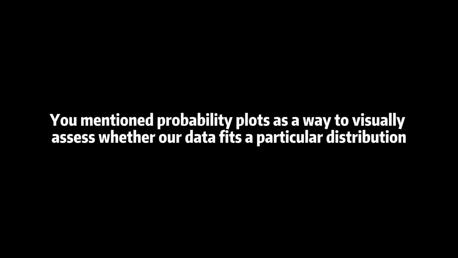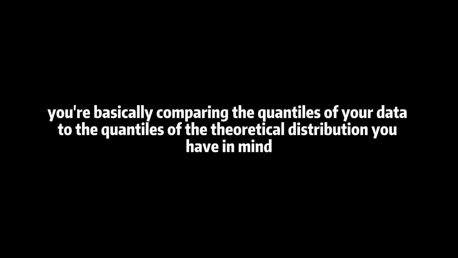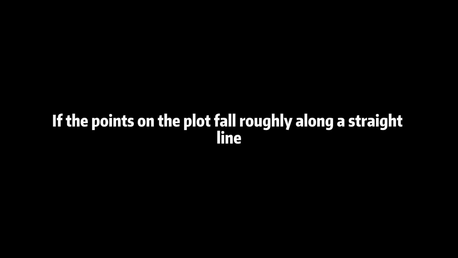You mentioned probability plots as a way to visually assess whether our data fits a particular distribution. Can you remind us how those work? Sure, you're basically comparing the quantiles of your data to the quantiles of the theoretical distribution you have in mind. If the points on the plot fall roughly along a straight line, it's a good indication that your data might be following that distribution. So it's a quick visual check to see if things look right.